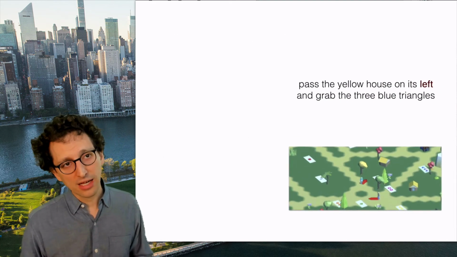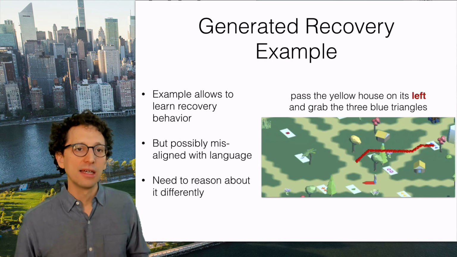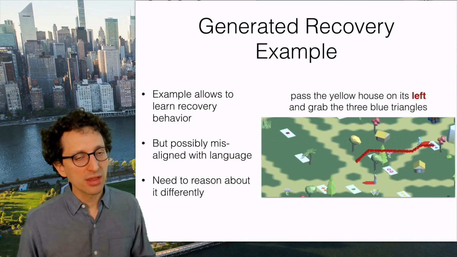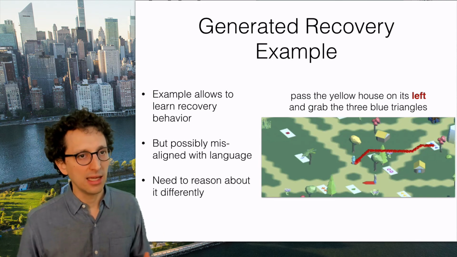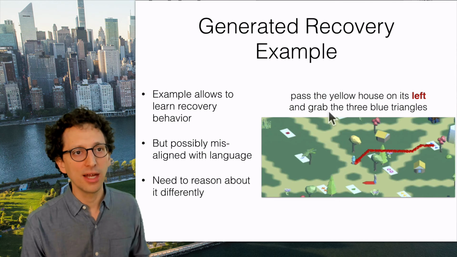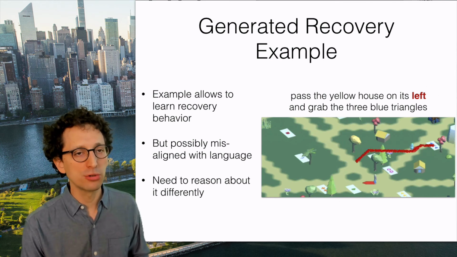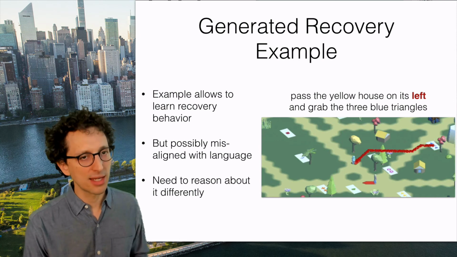The problem is this actually can sabotage learning. The reason for that is that these new examples are not necessarily aligned with the language. For example, here we see that the instruction pass the yellow house on its left and grab the three blue triangles is referring to where a yellow house is supposed to be, and you're supposed to walk on the left side of the house.